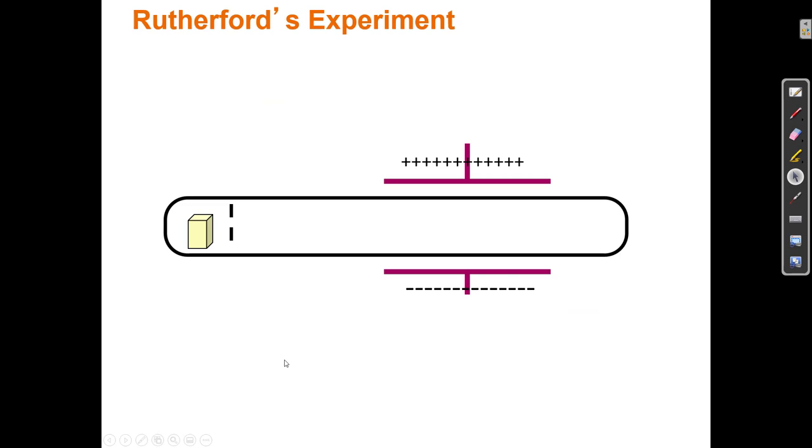So here was Rutherford's experiment. He shot alpha particles. Alpha particles were attracted to the negative side. He shot beta particles. Beta particles were attracted to the positive side. And he shot gamma particles, which were attracted to neither side. He could see that since the alpha and beta particles were attracted to a different extent, this was due to their having a different charge. Beta particles have a -1 charge, and alpha particles have a +2 charge.